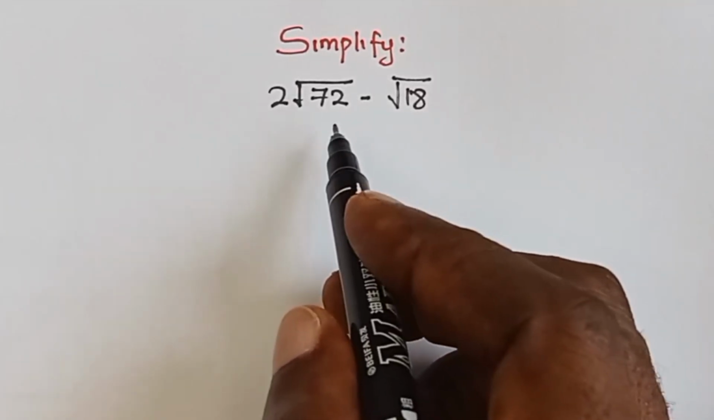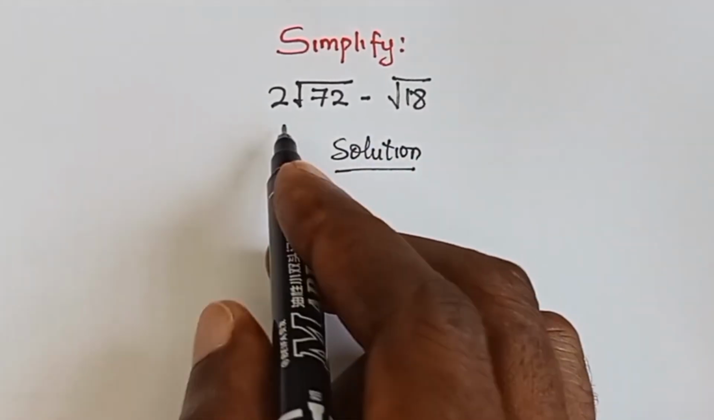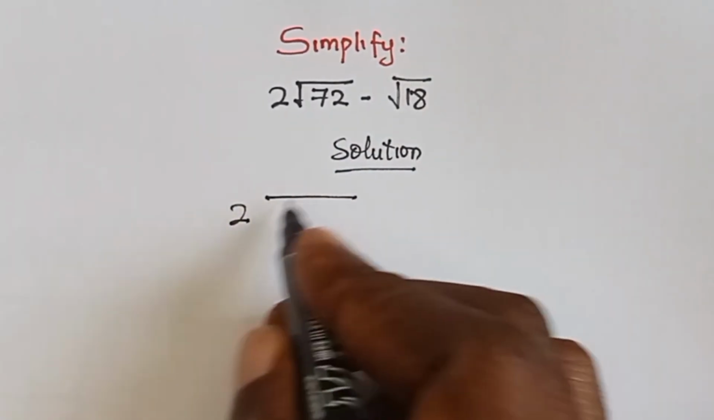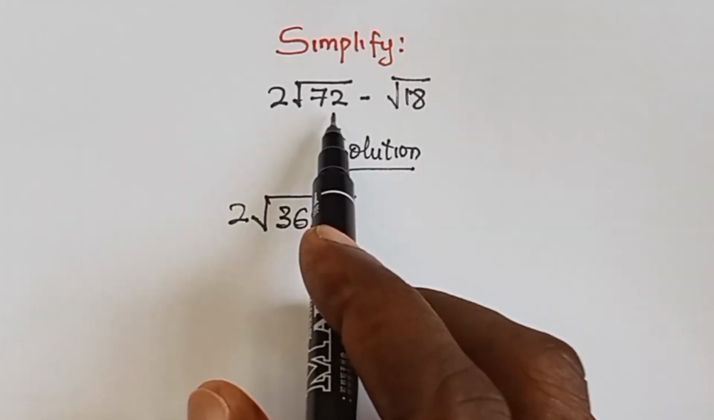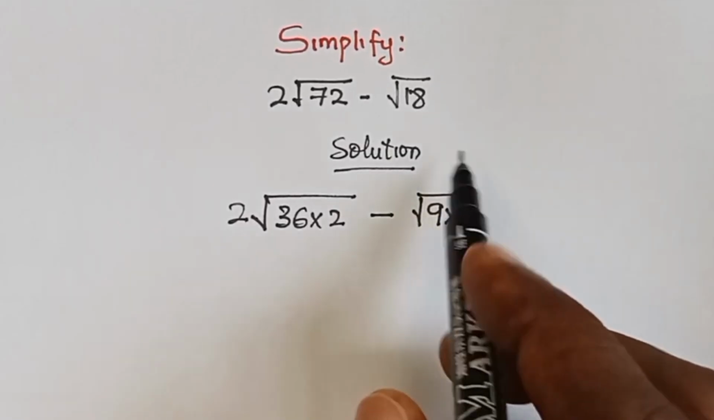In this video, I want to simplify this third expression. Correct solution. We have 2 square root of 72 minus root 18. Now, another way to write 72 is 36 times 2. 36 times 2 gives us 72, and also for 18, we have 9 times 2. 9 times 2 gives us 18.